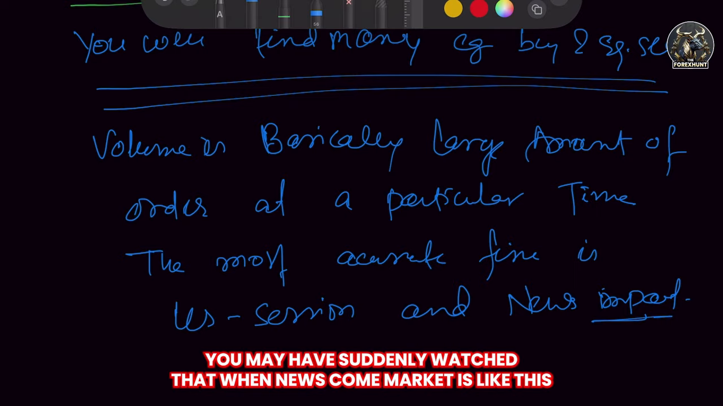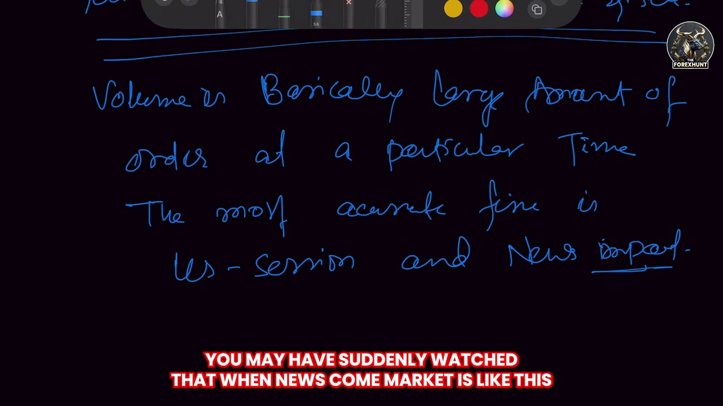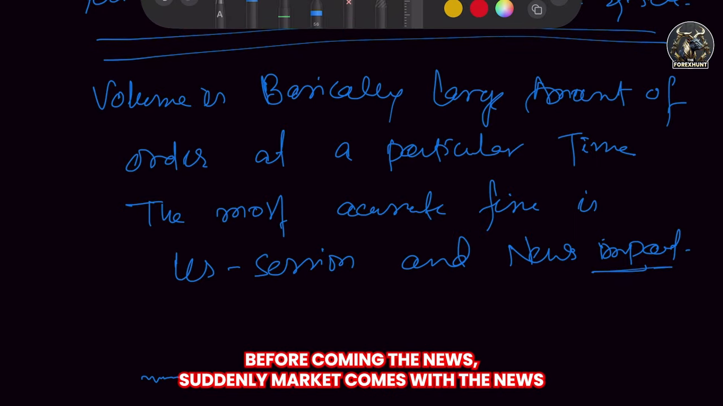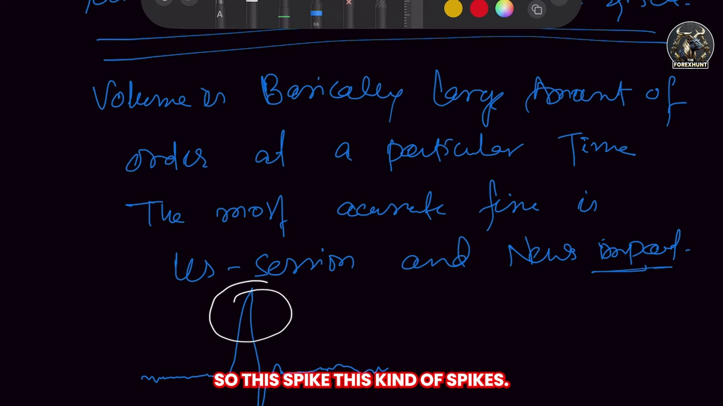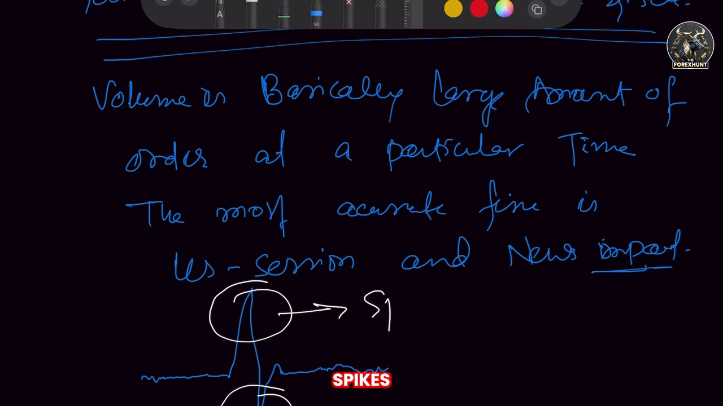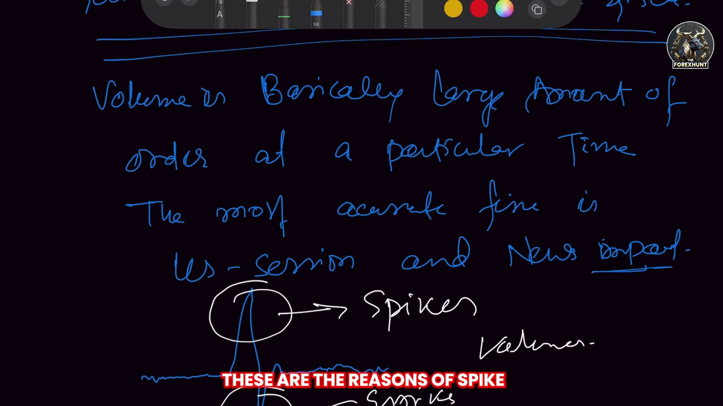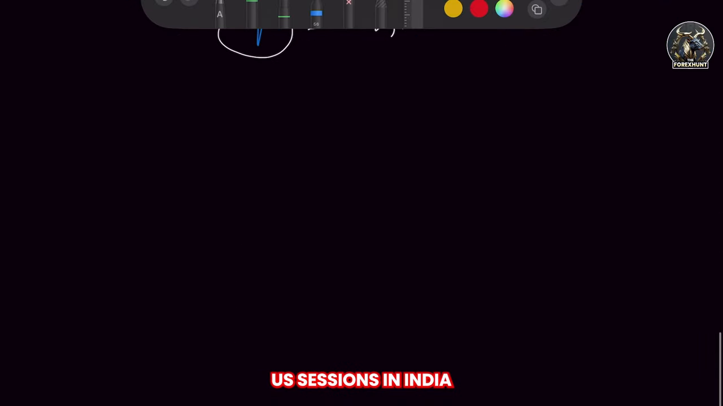When news comes, you may have noticed that the market is like this before the news comes, and suddenly the market comes with the news and spikes like this. And again it comes back to normal behavior. This kind of spike is created by volume. These are the reasons for spikes. Volume exists, and the US session is like that.